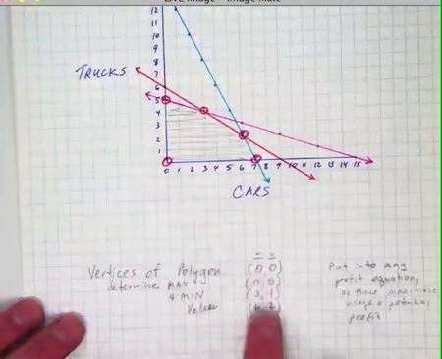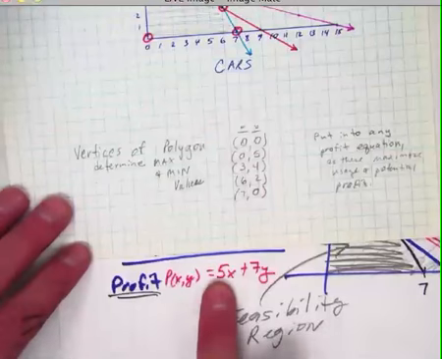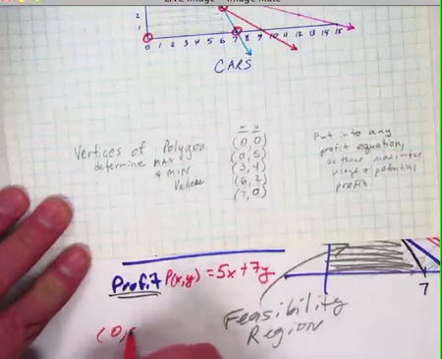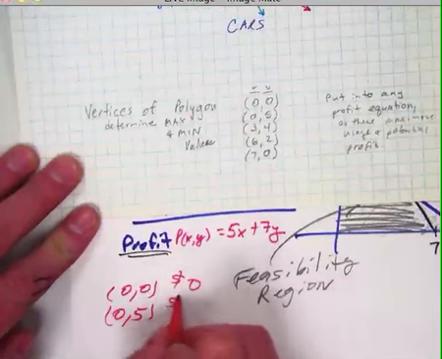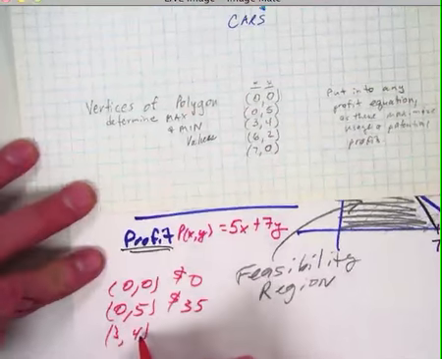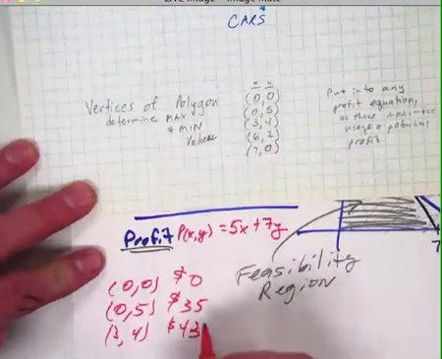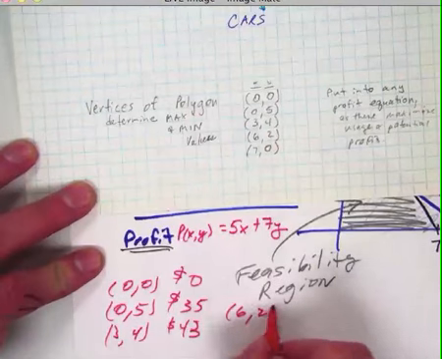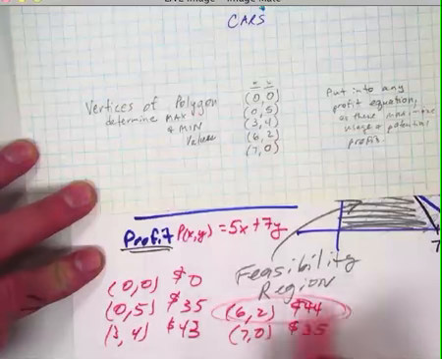When you plug in all these combinations, 0, 0 is going to give you no profit. If your equation is 5x plus 7y, 0, comma 0 is going to give you $0. Then 0, comma 5 would give you $35. 3, comma 4, well 3 times 5 is 15 plus 28, that's $43 profit. 6, comma 2 is the next one, that gives you $44 profit. And 7, comma 0 gives you $35 profit. So this is the best answer. 6, 2 gives you $44 profit.